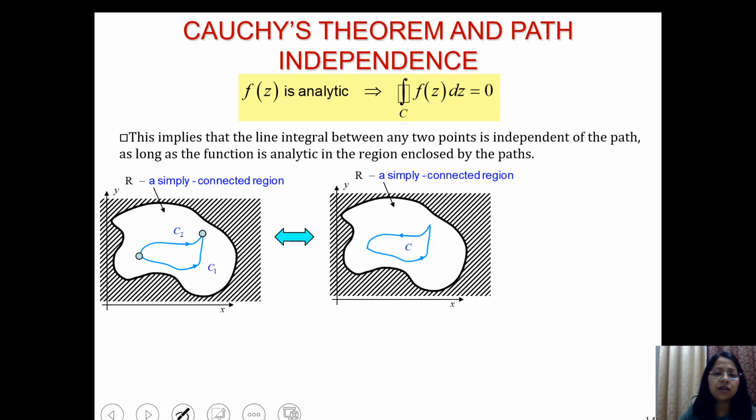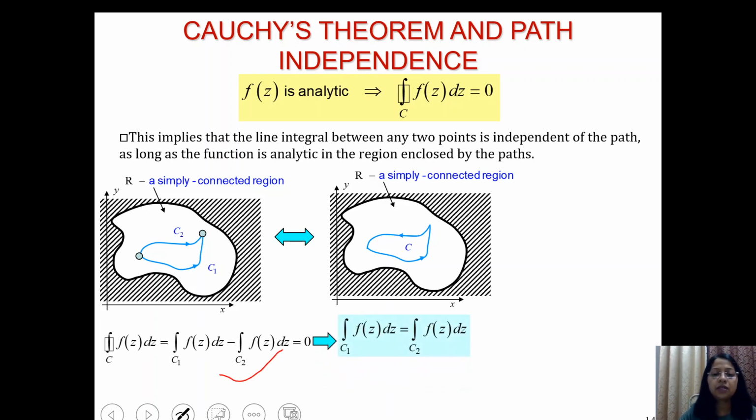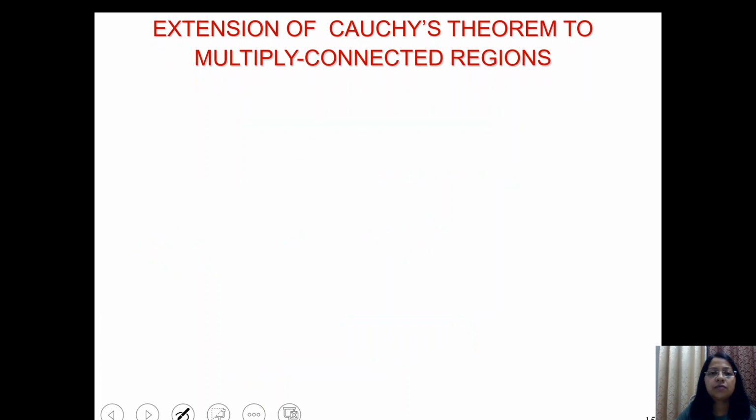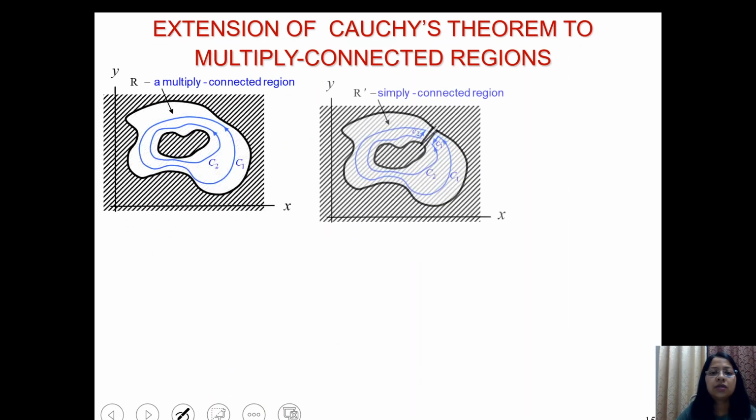So that is known as path independence. Already we have covered this topic in our fourth module, so we don't need to go into very much detail. I have told you in module 4 already, so you are all aware of this. It means the integral along any curve going from one point to another, following any path, gives equal values. Extension of Cauchy's theorem to multiply connected regions.